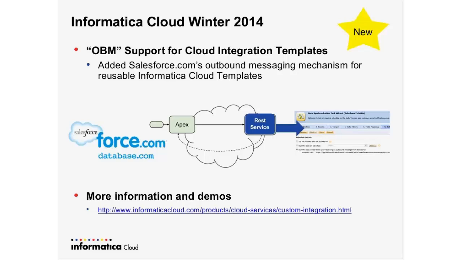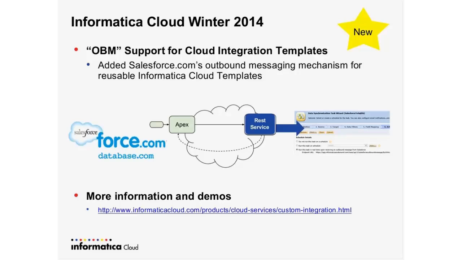The next feature I want to cover at a high level is the outbound messaging support. Most of you who are using Informatica Cloud may be familiar that we have outbound messaging support at a task level. What we call a task is a runnable integration. And we are taking that concept forward within the Winter 2014 release to even allow outbound messaging support at a reusable integration, or what we call templates.